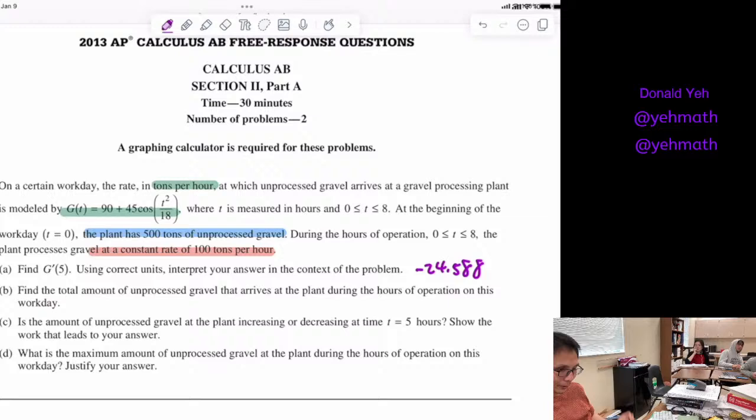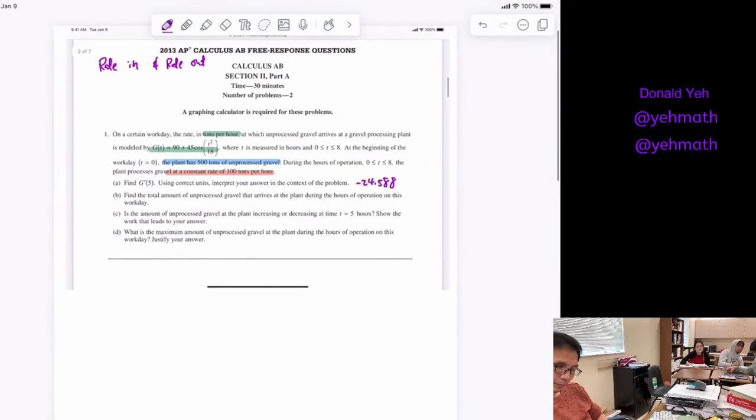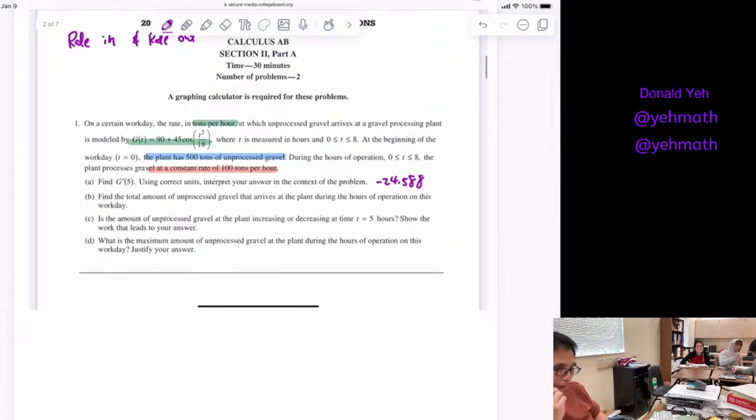2013. I don't know where you are at 2013, but this is the first question on the thing. So I call this rate in and rate out problems. So rate in and rate out. And the reason why I call it this is that something comes in and something comes out. Okay. So we're gonna read this question.